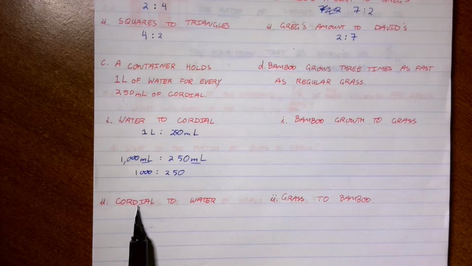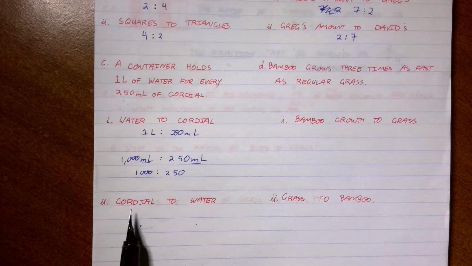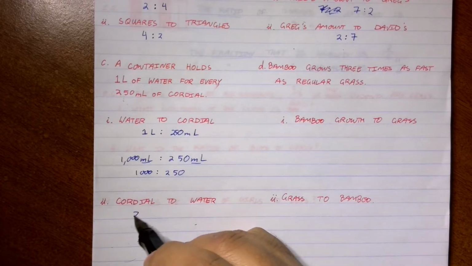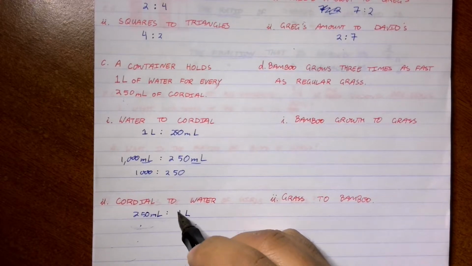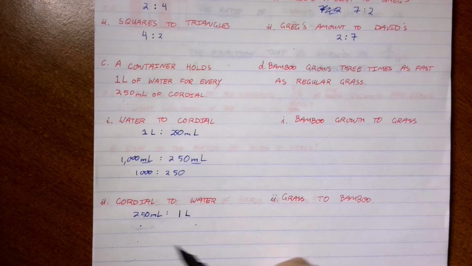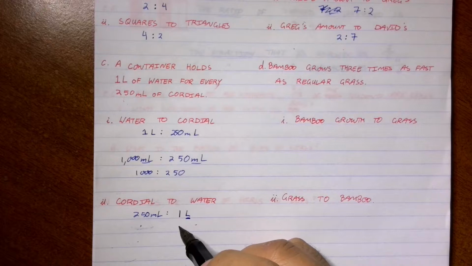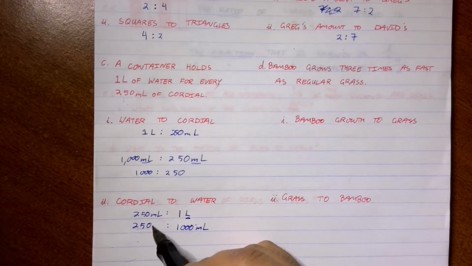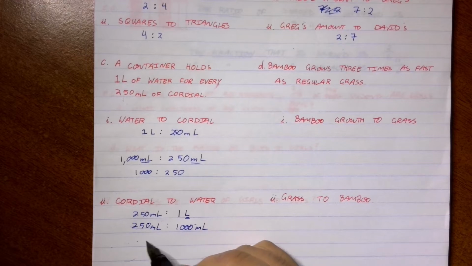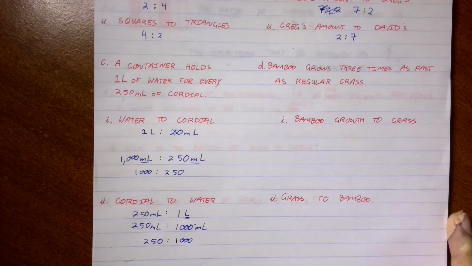Now if we want to do the ratio of cordial to water, notice how cordial comes first in this one. So cordial is 250 milliliters is to 1 liter of water. But like we did in the previous one, we have to have the same unit of measurement. I'm going to convert liters into milliliters. So 1 liter is equal to 1,000 milliliters, like so. And for this, we're just going to drop the unit of measurement and leave it as a proper ratio.